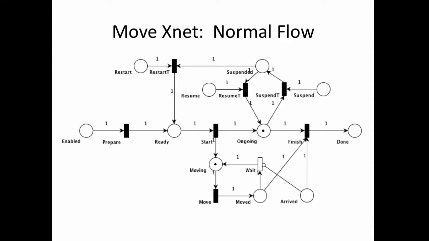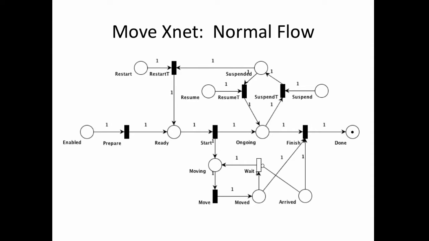That in turn feeds the start transition, which has 2 output places, the moving and ongoing places. The ongoing place is going to stay that way through the life of the action, and then we would loop around the moving and moved places until we finally arrive. Now all 3 of the inbound arcs to the finish transition are populated: ongoing, moved, and arrived, and so we're done. So that's the normal flow.